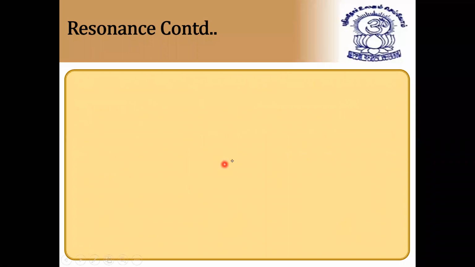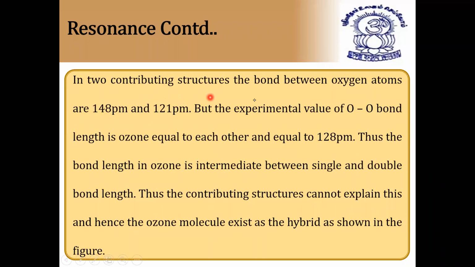Next, in the two contributing structures, the bonds between the oxygen atoms are 148 picometers and 121 picometers. But the experimental value of the oxygen bond length in ozone is equal on both sides and equal to 128 picometers. This is experimental data. Separately, the single covalent bond is 148 picometers and the double covalent bond is 121 picometers, but the actual experimental data is 128 picometers, equal on both sides.